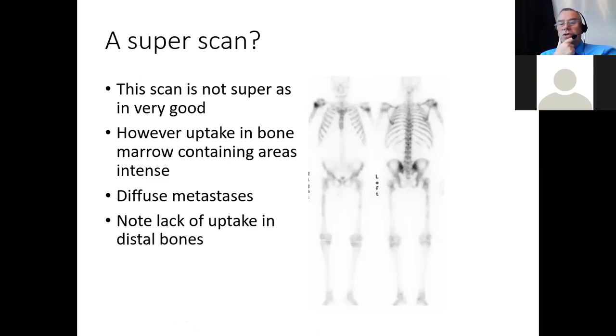But when I showed you the metabolic bone disease of the super scan, do you remember that the distal bones down here in the tibia and fibula were hotter than the bones in the spine? So in a metastatic super scan, the central bones are more active and you can often hardly see the peripheral bones. Though in both scans, you don't see kidney or bladder. So that is really the clue.